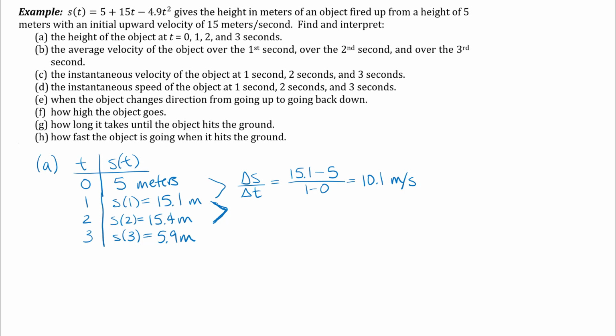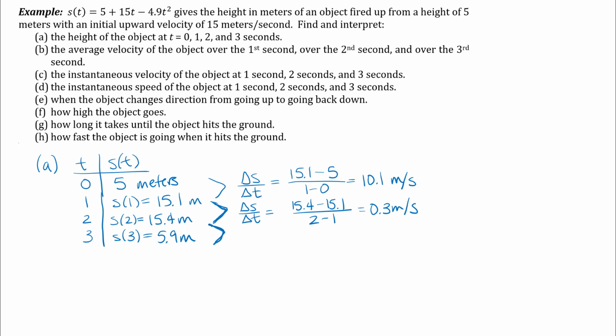It's an average velocity, how fast the object's going, and we've got a positive rate of change over the first 1 second. Then over the next second, between t equals 1 and t equals 2, we're going to look at that change in s over change in t. So I'm doing s of 2, which is 15.4, minus s of 1, which is 15.1, over 2 minus 1. Change in position over change in time. For that we'll get 0.3 meters per second.